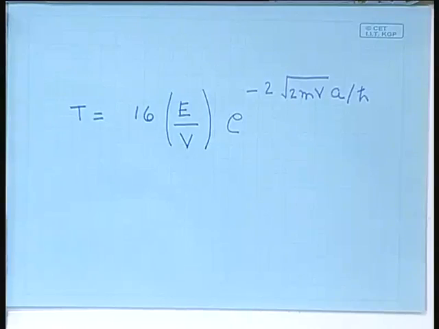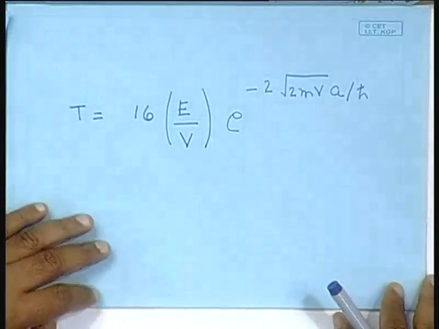Now, the phenomena of tunneling occurs in a variety of situations in nature. It also has various technological applications. For example, you have alpha decay, where a nucleus spontaneously emits an alpha particle. You can get an understanding of this process, alpha decay, in terms of the phenomena of tunneling.